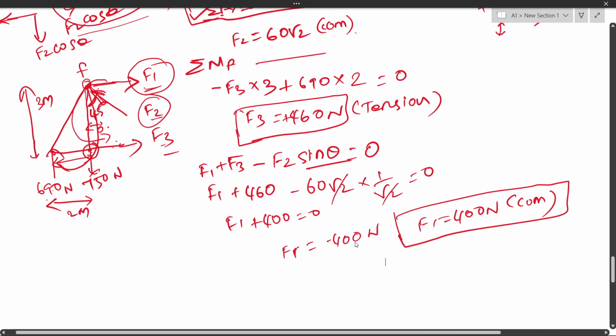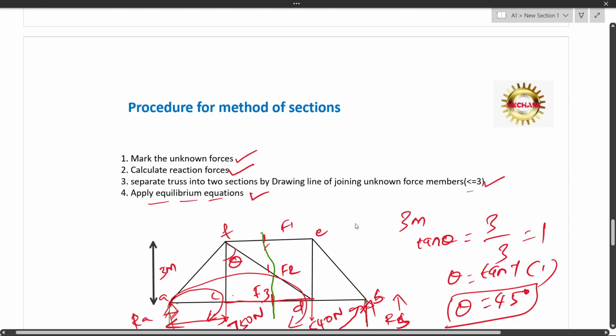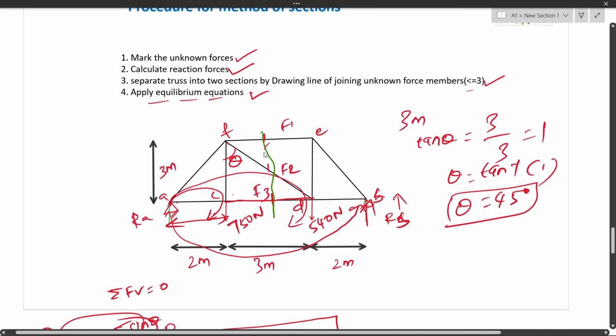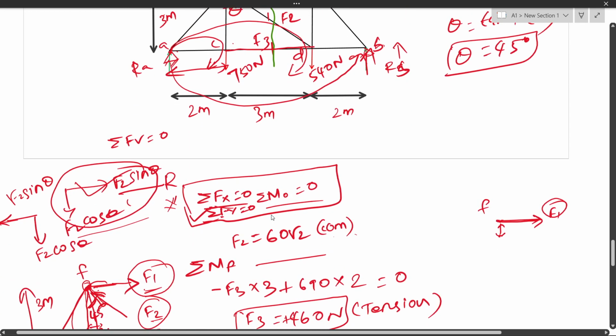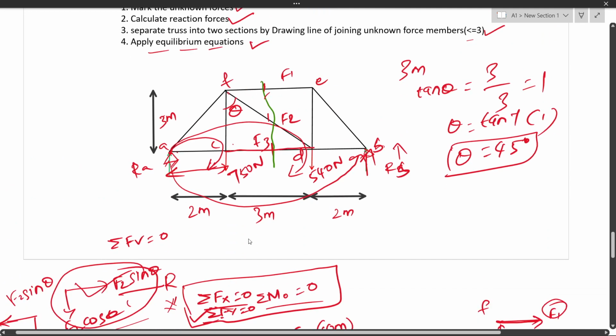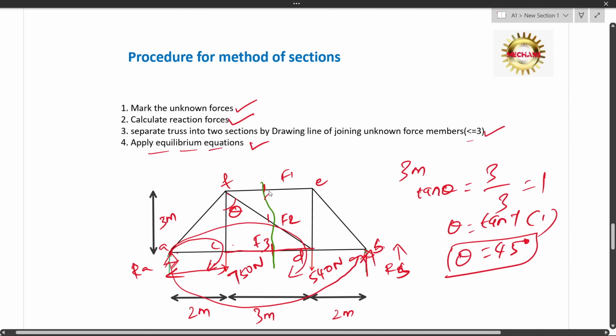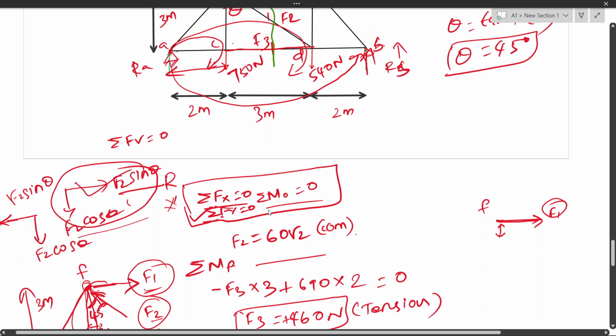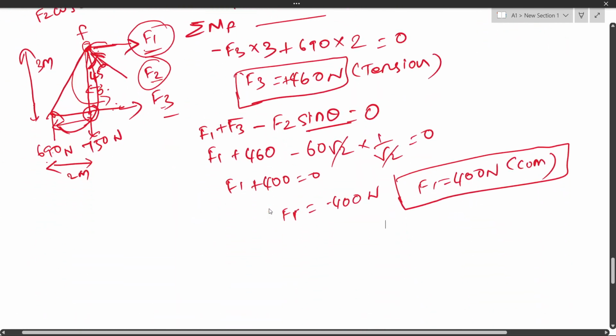So we found all three forces by using the method of sections. I'll explain the procedure once again. First mark the unknown force and calculate the reaction forces, then separate into two sections, then apply equilibrium equations. That's what we did. We first marked the force with a green line, then we calculated the reaction forces, and we separated this truss into two by this green line. Then we applied equilibrium equations as per our choice, so we can get easy steps. So that's what we got.